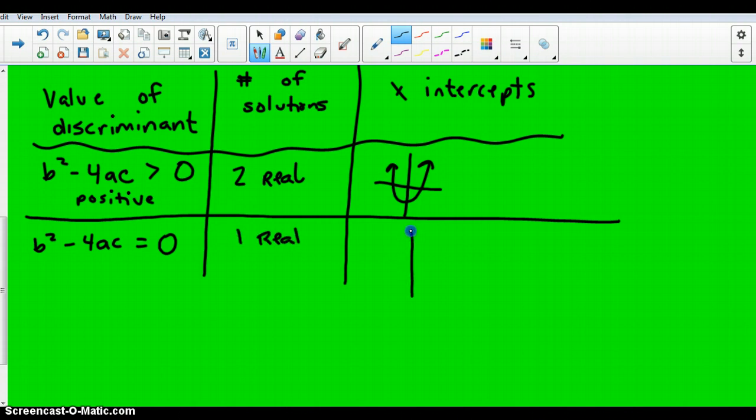And that graph, what happens is the graph comes down, touches the x-axis, and switches directions. Now, of course, this can open down. You could have a graph that looks like this. If it touches the x-axis and switches directions, that's one real root. It's called a double root.